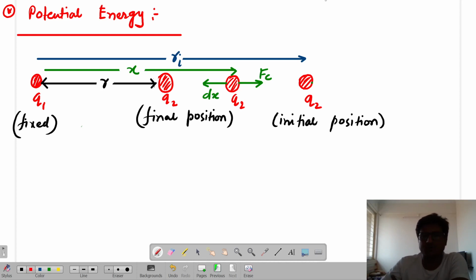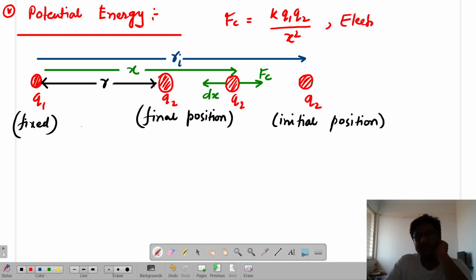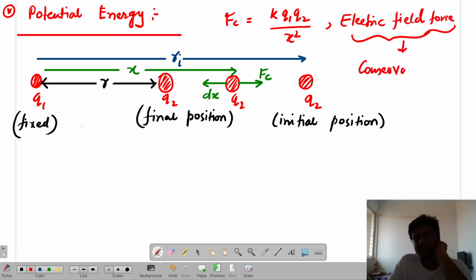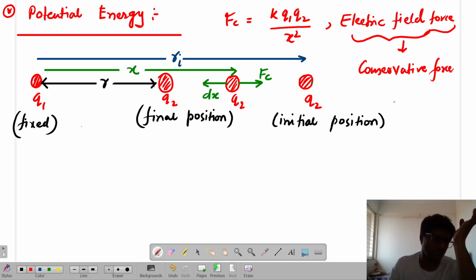So you know that Coulomb force will be given as what? K Q1 Q2 by how much square? X square. And we know that earlier we called the electric field force a kind of conservative force. Isn't it? The reason for that is very simple. The initial value and final value depend on potential energy. That's why we call it a conservative force. Are you able to get me or not?